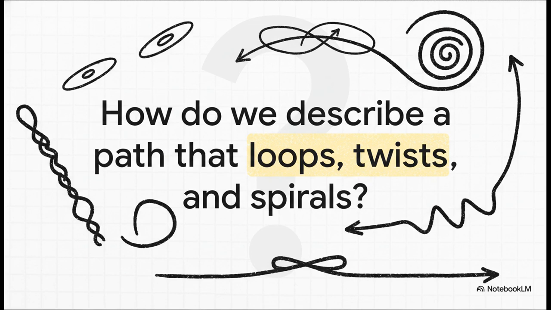So that gets you thinking, right? How do we even begin to mathematically describe paths that do all this cool stuff? Looping, twisting, spiraling. And more than that, how do we capture the movement along the path? Turns out, the answer is to add a secret hidden ingredient into the mix.